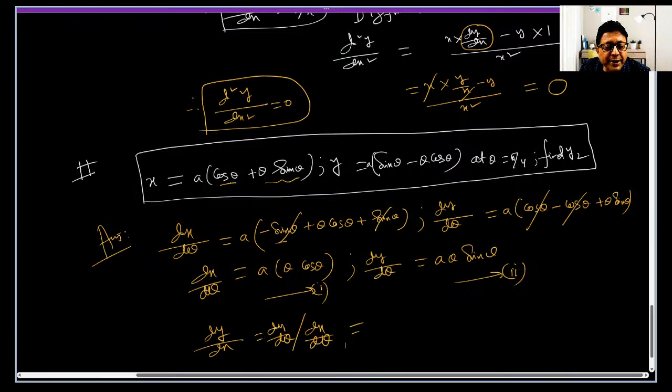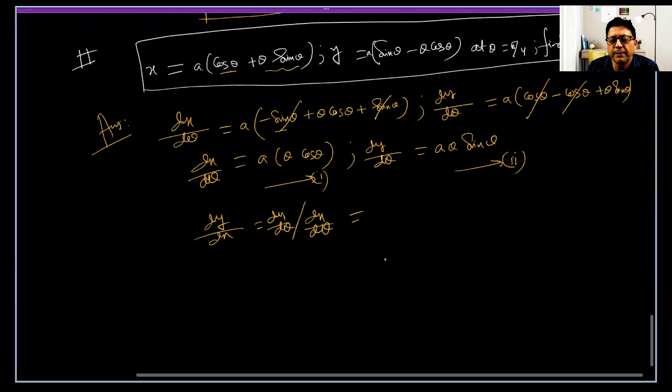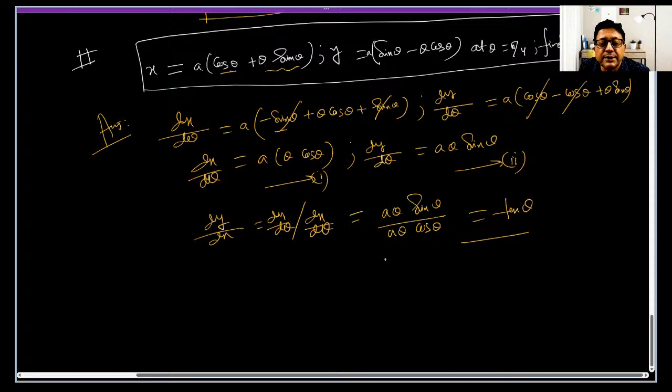So dy by dx is going to be dy d theta by dx by d theta. Just substitute there. This will be a theta sin theta by a theta cos theta. This is nothing but tan theta. Clear?